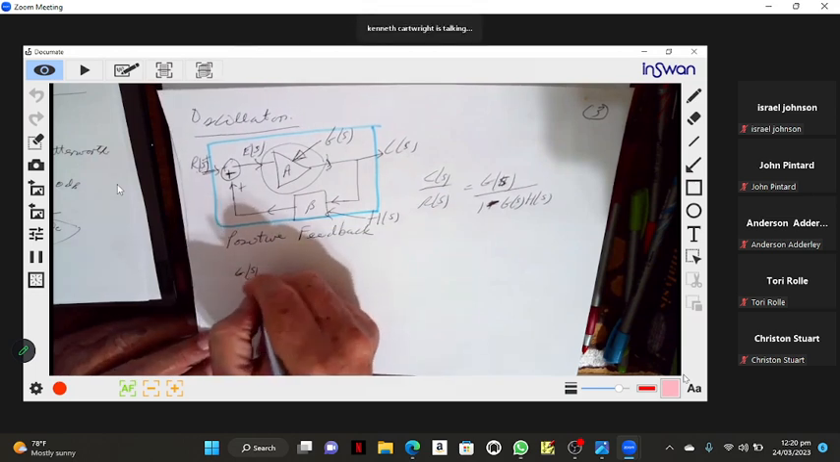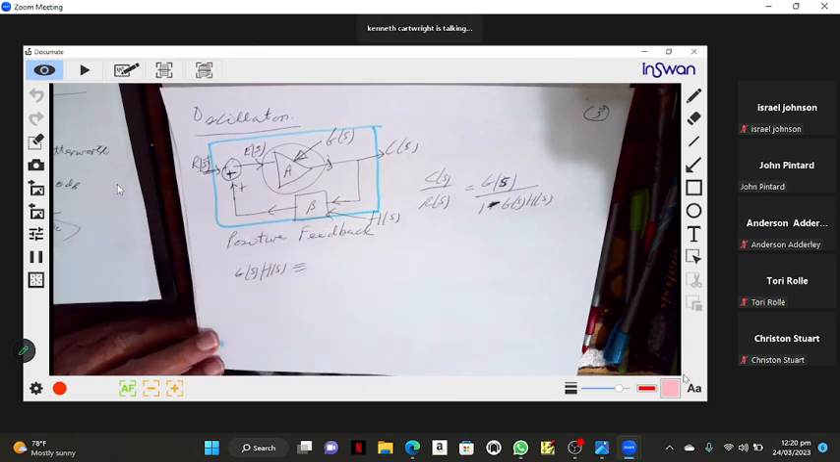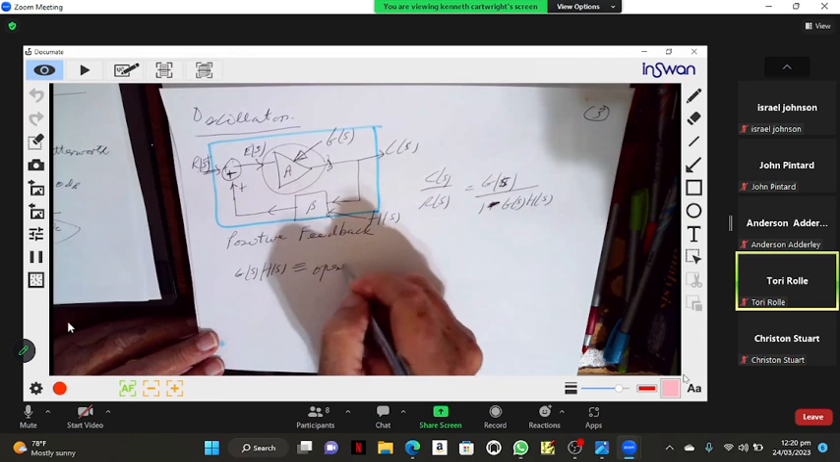With positive feedback, this is negative. That's the only difference. This is negative. What do we call G of S times H of S? This is the name for this. What do we call that? Loop gain. Yes, the open loop gain.